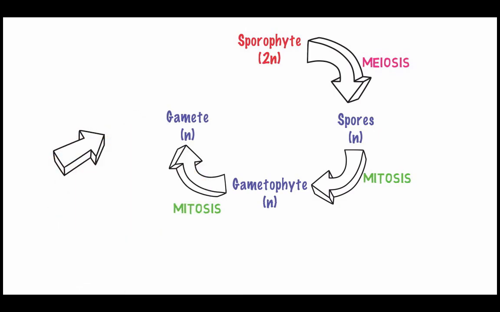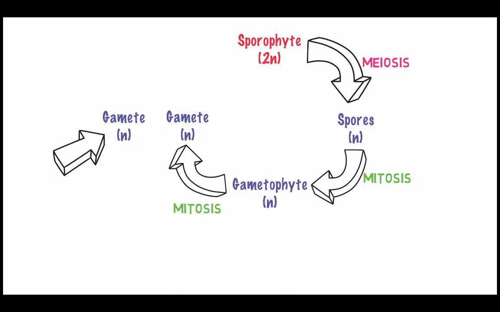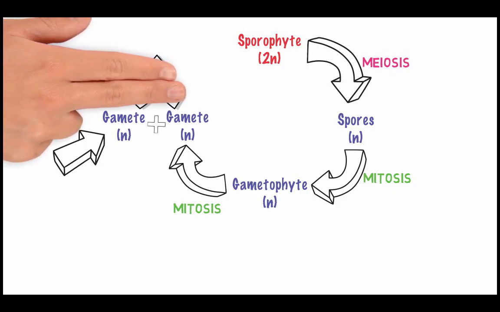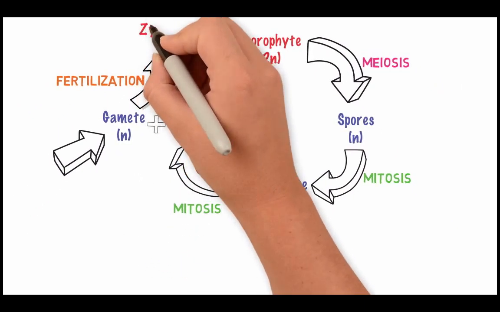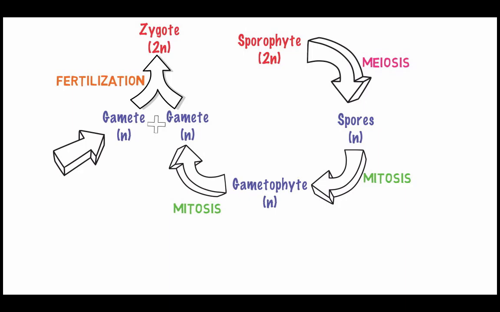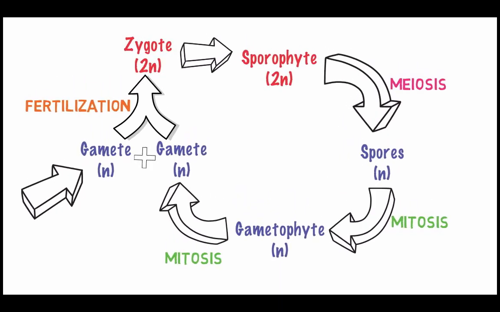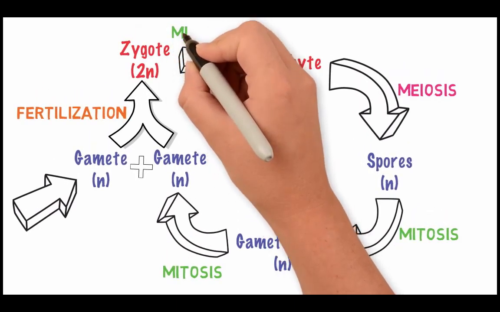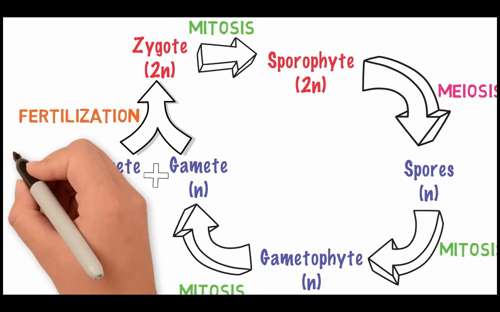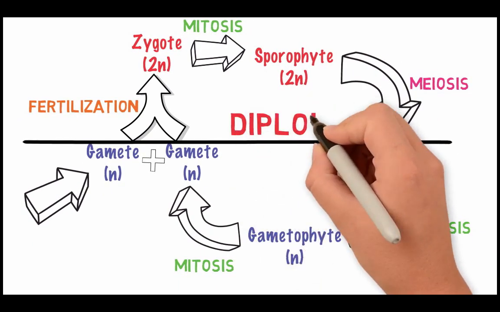The gametes will fuse, forming a diploid zygote. The diploid zygote then undergoes mitosis to form the multicellular sporophyte. So, the sporophyte forms spores, and the gametophyte forms gametes. All the structures in the sporophyte generation are diploid, and all in the gametophyte generation are haploid.